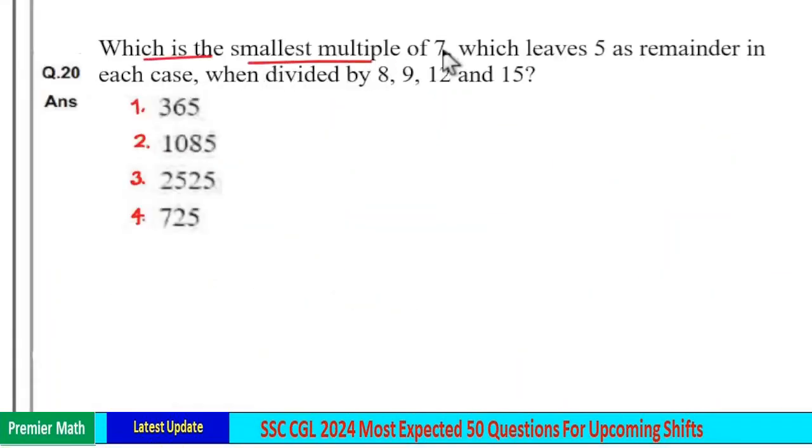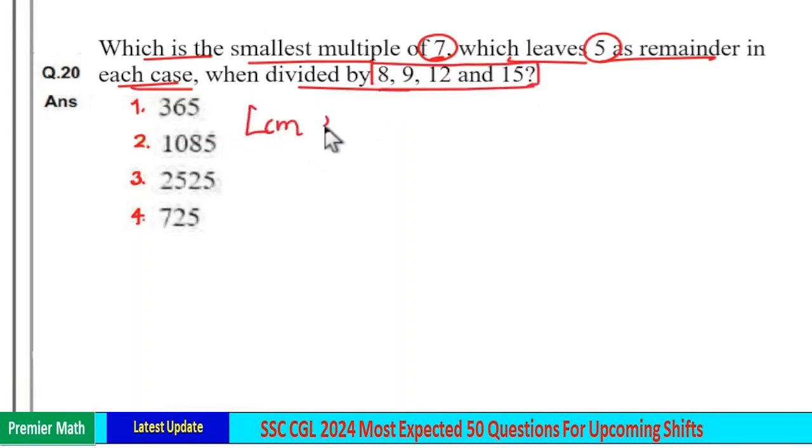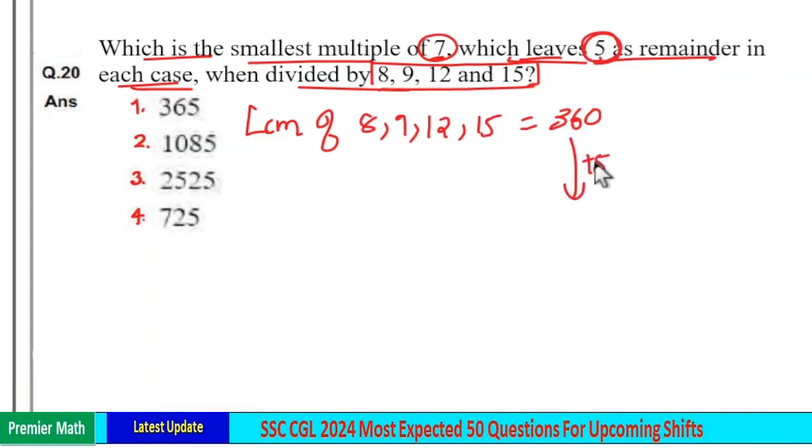Which is the smallest multiple of 7, which leaves 5 as remainder in each case when divided by 8, 9, 12 and 15? A number which is divisible by 8, 9, 12 and 15 is the LCM of 8, 9, 12 and 15, which is 360. Now, this number should leave 5 as remainder, which means add 5, because 360 is divisible by 8, 9, 12 and 15, so there is no remainder. So add 5 as remainder. So 360 plus 5, 365.